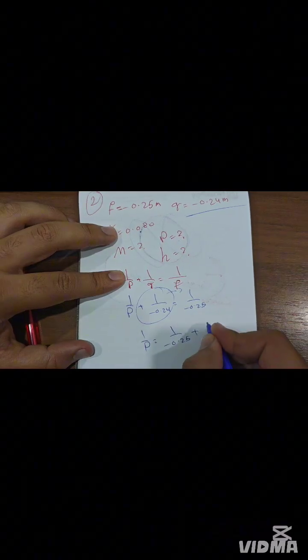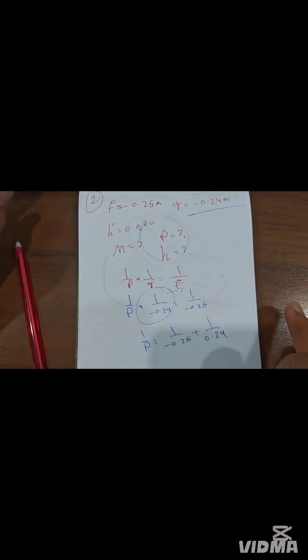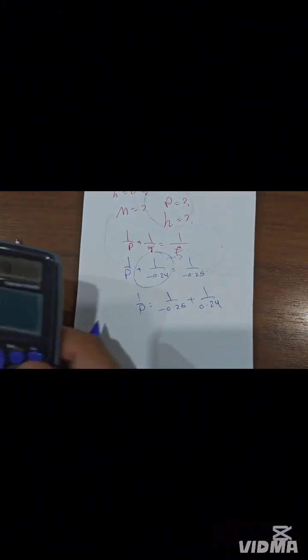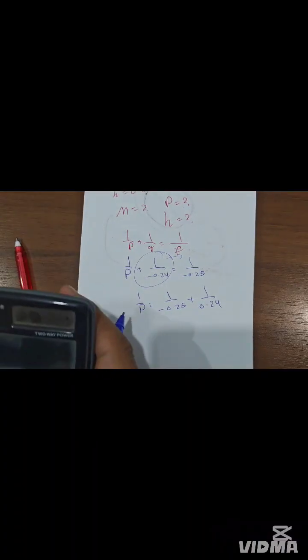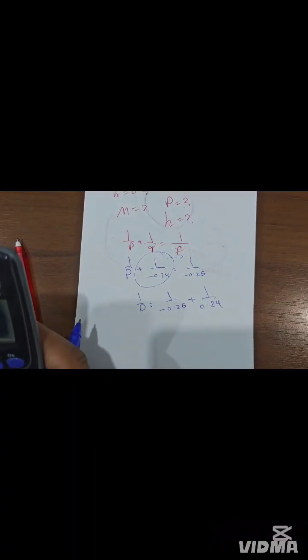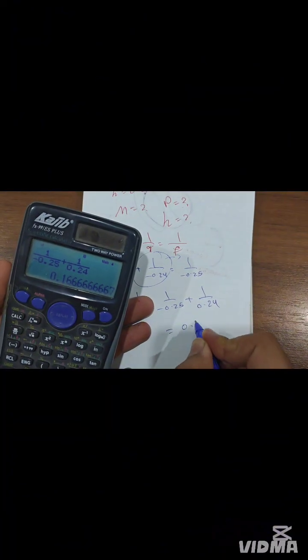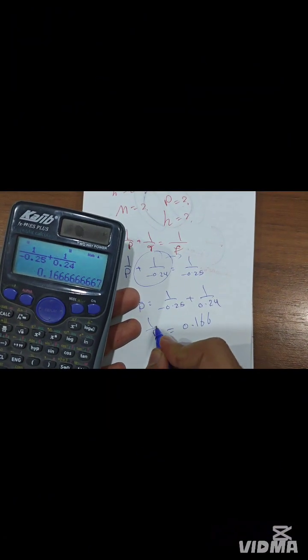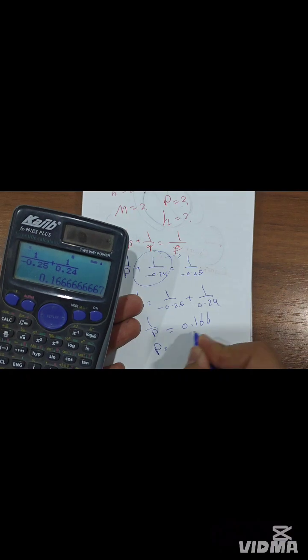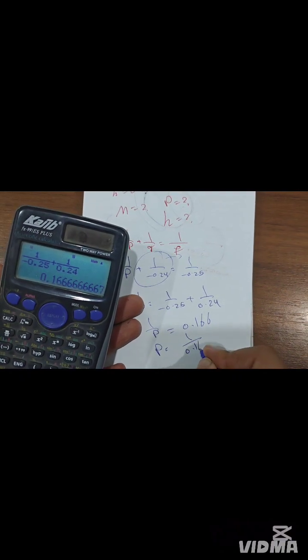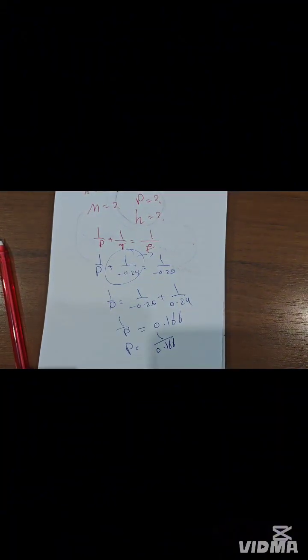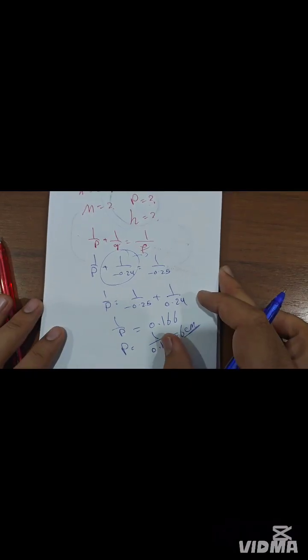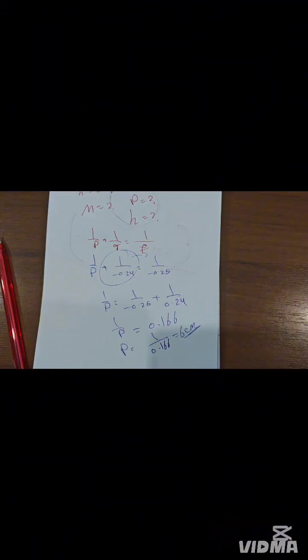Take it to the right side, it will be positive 0.24. Subtract both of them. Let me check the calculator. If we subtract both of them, the answer will be 0.166, which is 1 over P. To get the value of P, flip this number, 1 over this result. 1 over 0.166, so the answer will be 6. So the object distance will be 6 centimeter.